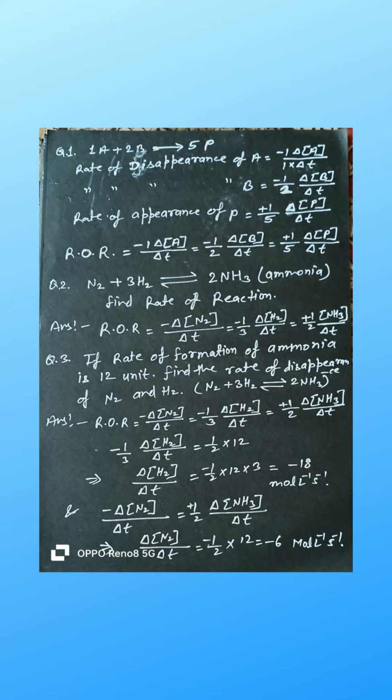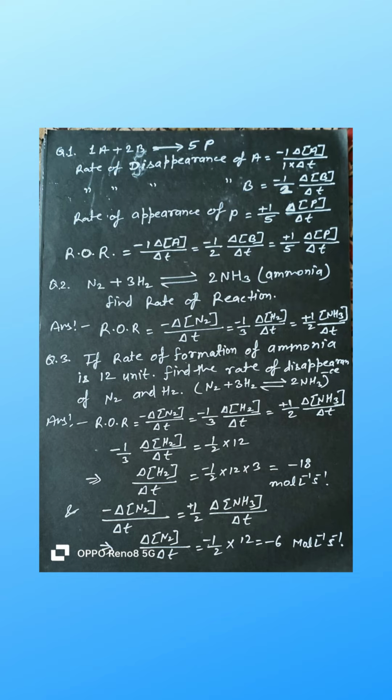Now come to question 3, the numerical. Here it is given that the rate of formation of ammonia is 12. We have to find the rate of disappearance of nitrogen and hydrogen. Do not start calculating immediately. First, write the rate relation from the reaction. Rate of nitrogen equals 1 by 3 times the rate of hydrogen equals 1 by 2 times the rate of ammonia. Now use the given value.